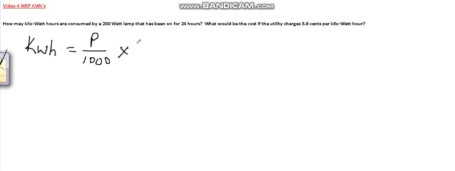If you look in your formula sheet, I believe it's way down at the bottom. It says that kilowatt hours is equal to power in watts divided by 1,000 times your hours. So very simply, power in watts is 200, divided by 1,000, times how many hours? 24 hours. If we do that, we get 4.8 kilowatt hours.